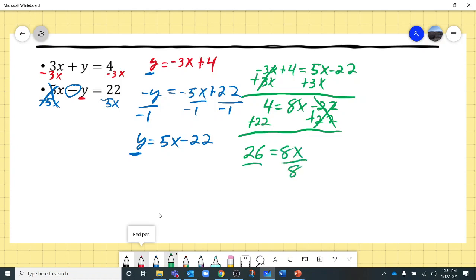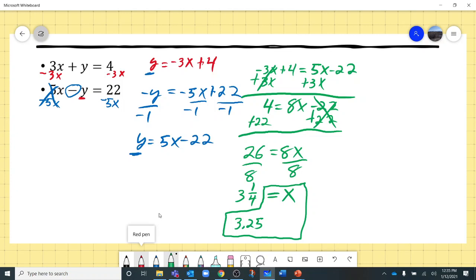Divide both sides by 8. And the 8 divided by 8 gives us just the x, 1x. 26 divided by 8. 8 goes into 24 3 times. So we have 3, and that's going to leave us with 2 eighths, which is 1/4. So 3 1/4, or 3.25. I'm not opposed to you using a calculator to figure that out. So 3.25 would be fine. If you did 26 divided by 8, you should have gotten 3.25.